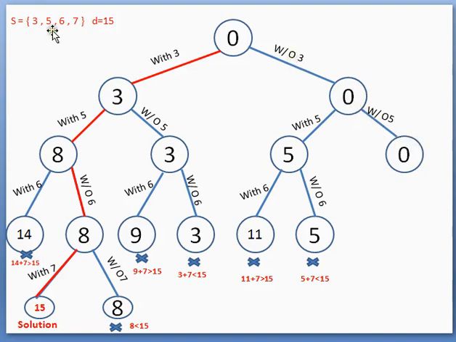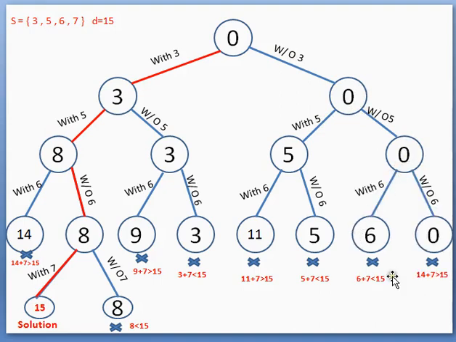So without 3, without 5, the next number is 6. With 6 and without 6 I have to do. With 6, sum will be 6. Then next number 7, 6 plus 7 is 13, which is less than 15. So again this is not equal to our required sum. Again if I go for exclusion, here also 6 plus 7, this is not equal to 15. So now here the state space tree is constructed fully.